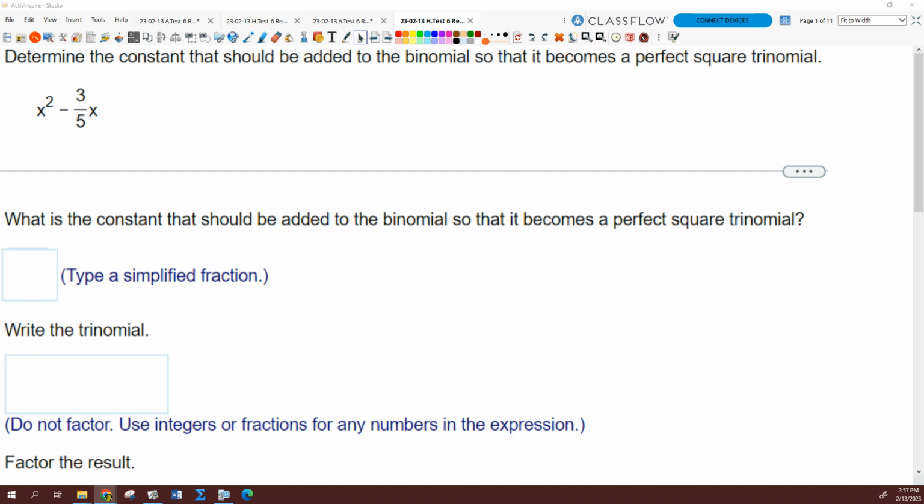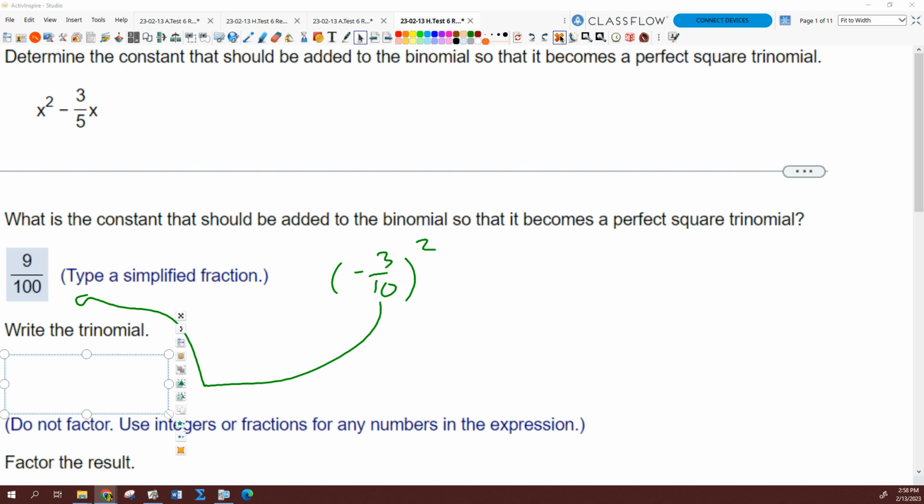So the number that's going to go there should be half of b squared. What's half of b? Negative 3/10, exactly. So negative 3/10 squared is what? 9/100. Yeah. Okay. And so what would the trinomial be then? Well, I'm just going to add that third term, right? Okay, that's no big deal.